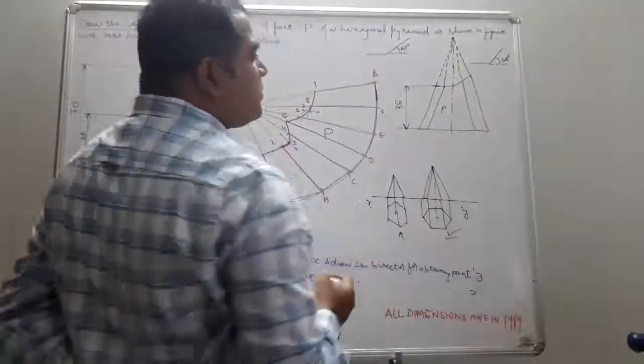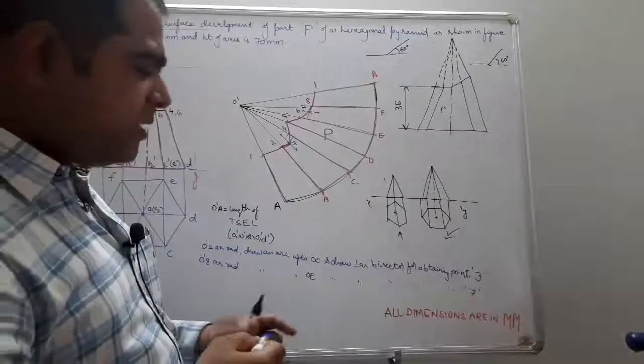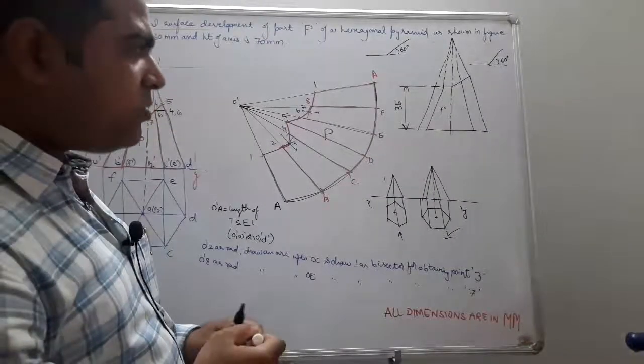But this was the part B. So what was the retained portion? What is the removed portion? When the observer is here, this portion is removed, and this is going to be my retained portion. This was my retained portion.